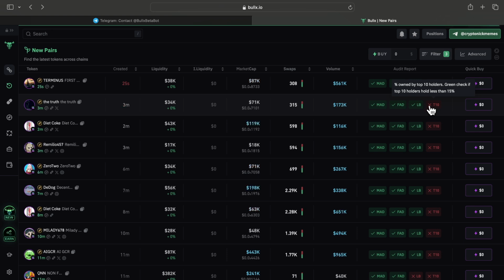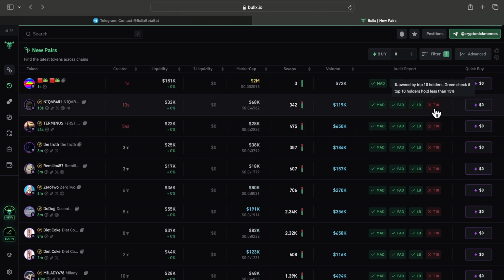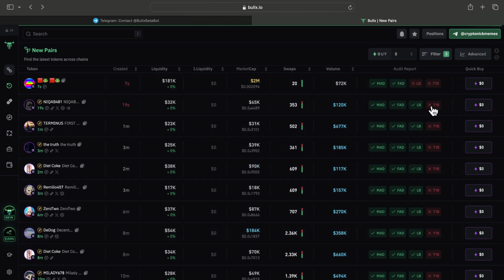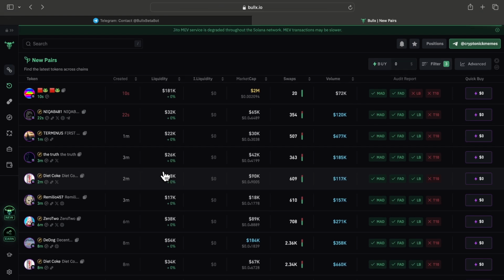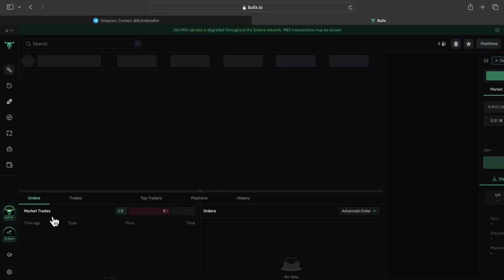So top 10 holders, that's also very important. Green check if top 10 holders hold less than 15%. So I actually wouldn't mind trading a coin with top 10 holders holding more than this. My limit usually is 25 to 30%. If the top 10 holders hold more than this, then it's an issue, but I think 15 is still acceptable. More than this. So it's completely fine if this audit report here is actually in the red. So let me now open one coin. For example, this one, it's actually an anime.